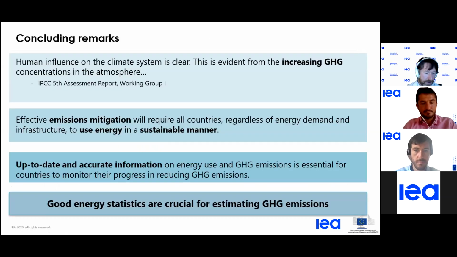So to conclude on the section on CO2, human influence on the planet system is clear. The energy sector is responsible for the bulk of global CO2 emissions, over 60%. Therefore, all countries, big and small, developed and developing, need to work together to build a sustainable energy future. In addition, I hope you all agree on the importance of good energy statistics and, of course, good calorific values in creating energy balances and, of course, CO2 emissions estimates.